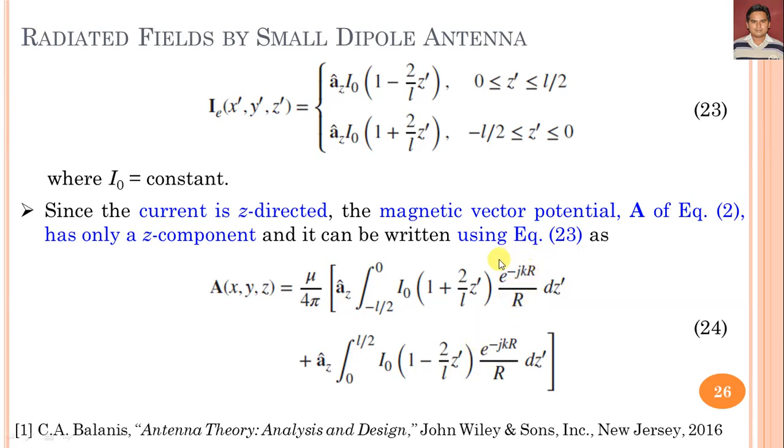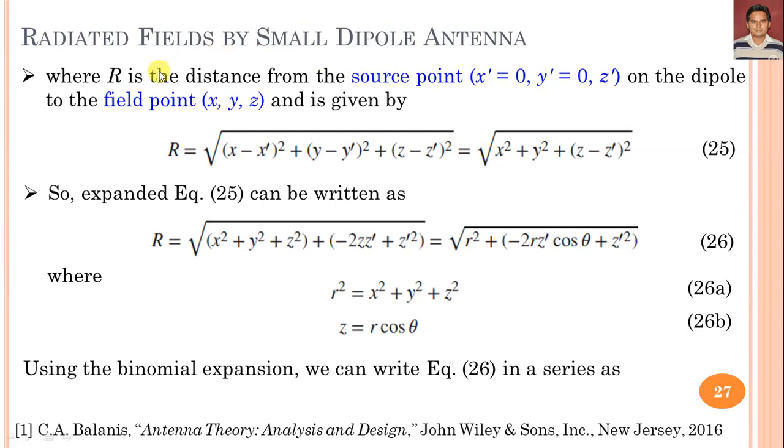First is R and e to the power minus j k r. I mean the phase component and the magnitude component are very important to calculate here to derive the expression for A. So R is the distance from the source point x dash, y dash, z dash on the dipole to the field point x y z, and it is given by R equal to, as you can see, x dash equal to 0 and y dash equal to 0, as we have put it on the origin and along the z direction. So z dash is not equal to 0 because it has some length, which is equal to 0.1 lambda, and we have calculated root of x square plus y square plus z minus z dash whole square.